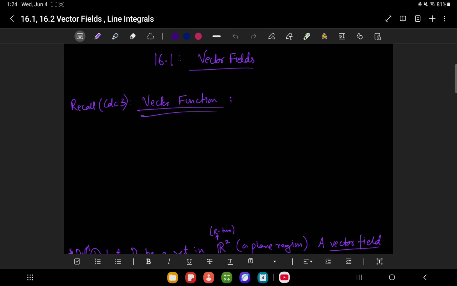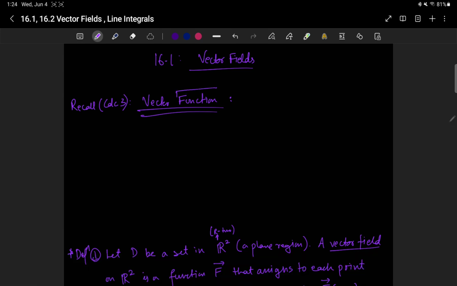Hi everyone, in this video we are going to start with a new section, and the first topic that we will talk about is called vector fields. Now from Calc 3, recall the idea of a vector function, and if you break down the words, you have vector and a function. So what is a vector function? Well, it's a regular old function.